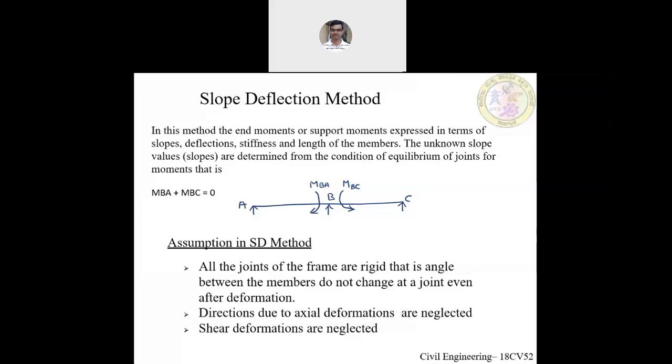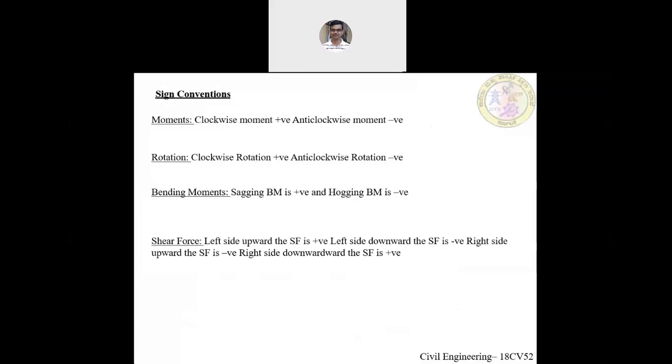Coming to the assumptions or idealizations made in the slope deflection method: the joints in the frames are rigid, and the angle between the members does not change after the deformation. The second and third assumptions state that the axial and shear deformations are neglected as they are very small compared to flexural deformation in the case of beams or rigid jointed frames.